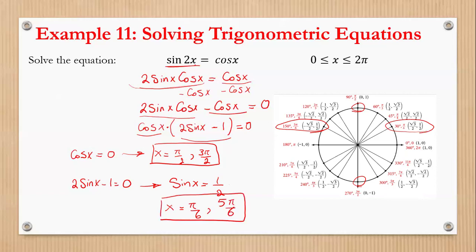So this equation has 4 solutions from 0 to 2 pi, and these are all the solutions. And if you want to put them in order, you can say pi over 6, pi over 2, 5 pi over 6, and 3 pi over 2. These are all the solutions from 0 to 2 pi.